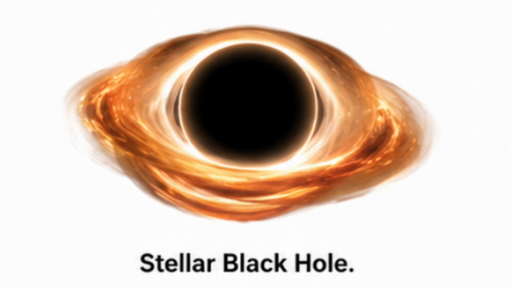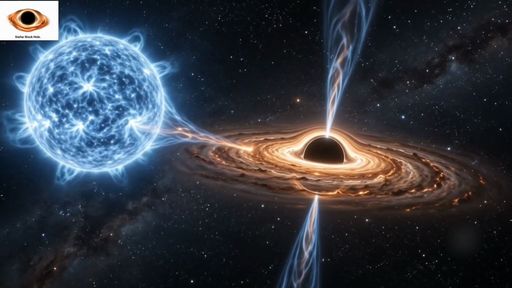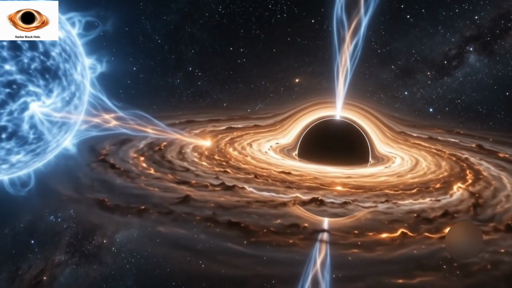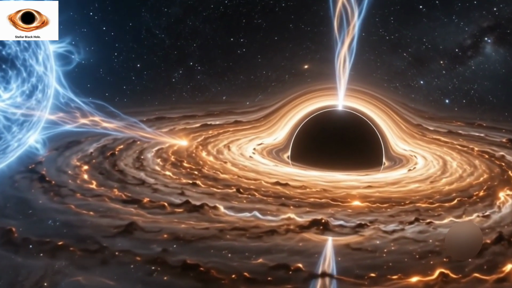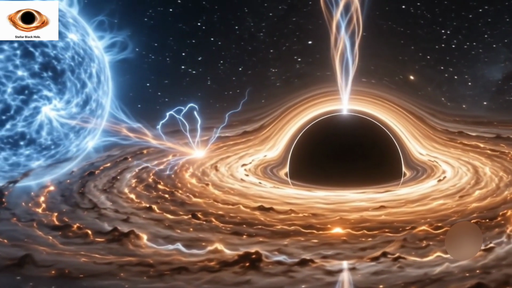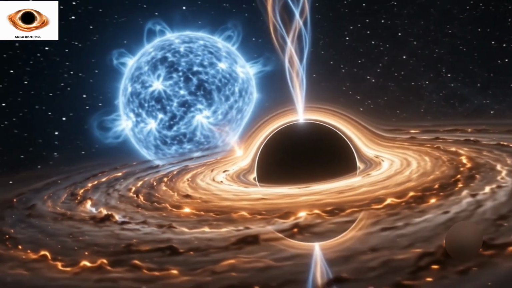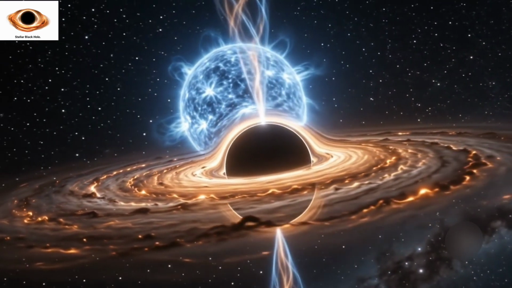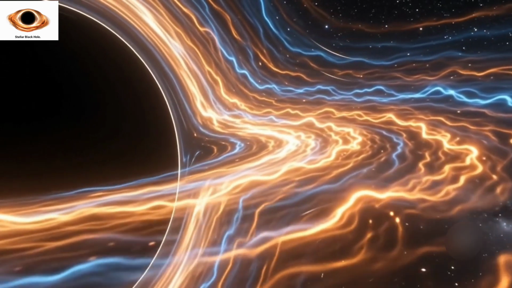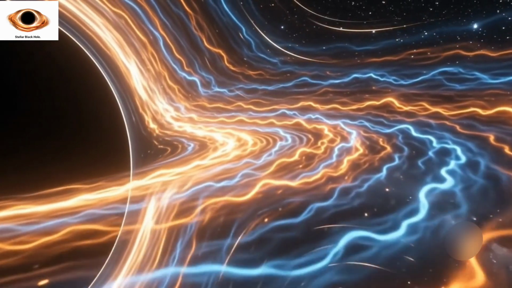Stellar black hole. A stellar black hole forms when a very massive star reaches the end of its life. After burning through its nuclear fuel, the star can no longer support itself against gravity. It explodes as a supernova, and if the remaining core is heavy enough, it collapses into an incredibly small region where gravity becomes so strong that not even light can escape. These are the most common black holes known today.